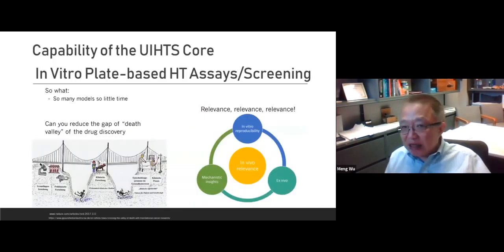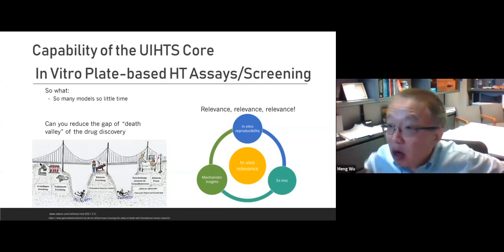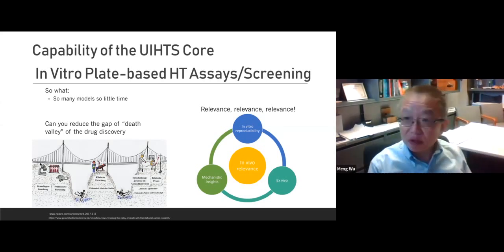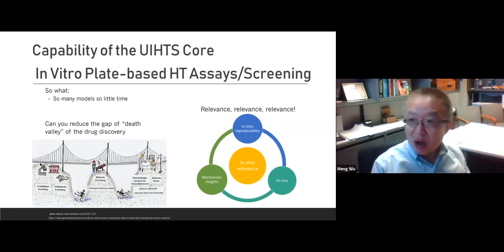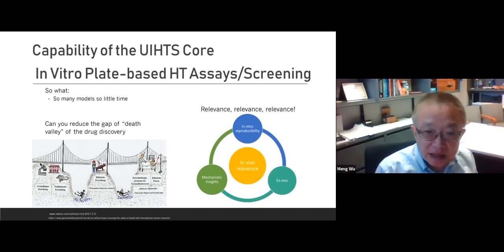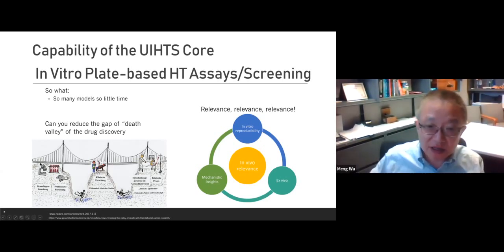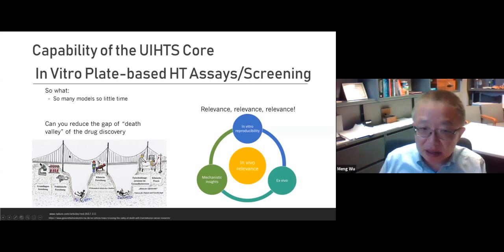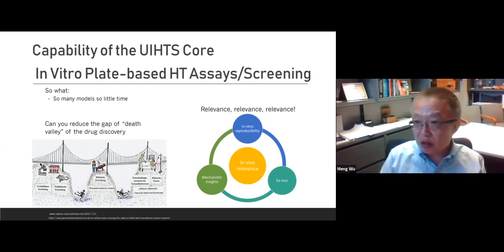So this showcases the capability, and the common question people will ask is, so what? There are so many models out there. We don't have so much time. We don't have money as well. Why do you want to do that? At the bottom left, you can see the common death valley, as showcased from bench work to clinical usage. There are two death valleys showing up there.